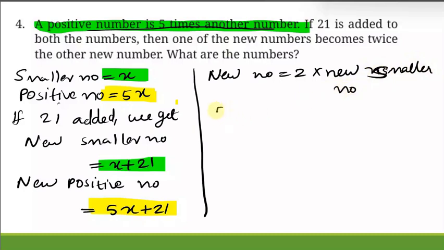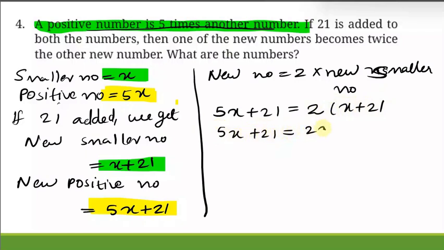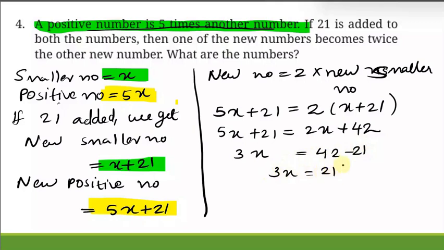So how will you get it? You will get 5x plus 21 is equal to 2 times x plus 21. You can open the bracket: 5x plus 21 is equal to 2x plus 42. When you take 2x here, you will get 3x, 5x minus 2x. Then 42 minus 21 you will get 21. So you will get 3x is equal to 21, so x is 21 by 3, which is equal to 7. So we will get the smaller number equal to 7.